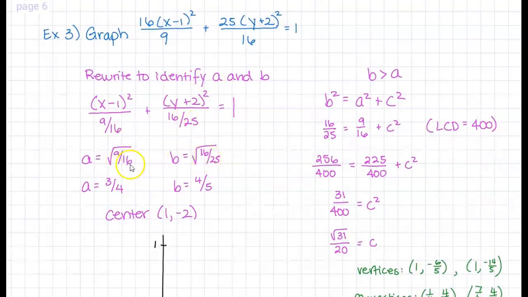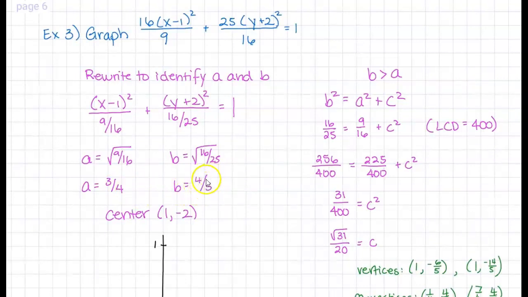And then you go ahead and take the square root of both of them and you get the value for a and for b. The other thing to notice is finally we've moved the center off the origin. So we have 1, -2 for the center. All right, so now let's take a look at a and b. B is just a little bit bigger than a, so it is going to be a vertical ellipse.